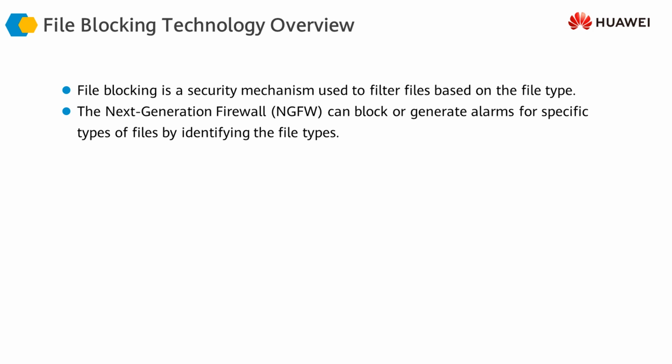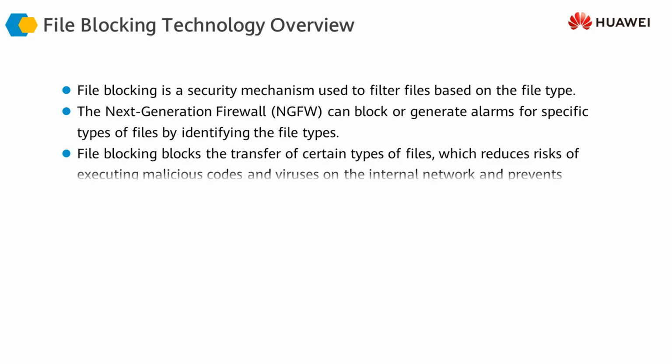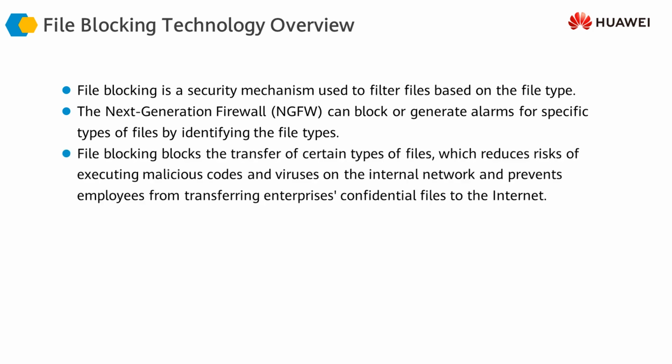So the next generation firewall can either block or generate alarms for specific types of files by identifying the file type. And file blocking blocks the transfer of certain types of files, which would reduce risks of executing malicious codes and viruses on the internal network. So we can block the files from entering our network if those files contain something malicious, and we can also prevent employees from transferring enterprise confidential files to the internet. Similarly, we can block the outgoing files.